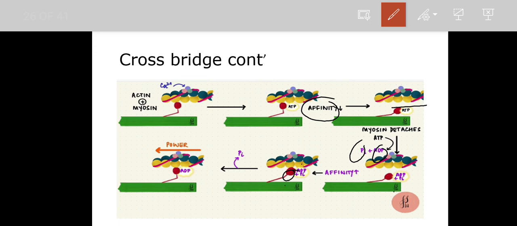Then the problem here is that phosphate knows that if I'm still attached to ADP, I'm just making the affinity stronger. So what I should do is move away from ADP so that the myosin can move the actin towards the left. As you can see here, look at here, it has moved. This is what we call power stroke. It was this simplified way.